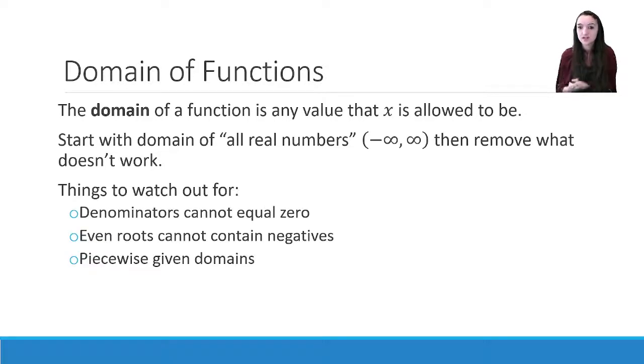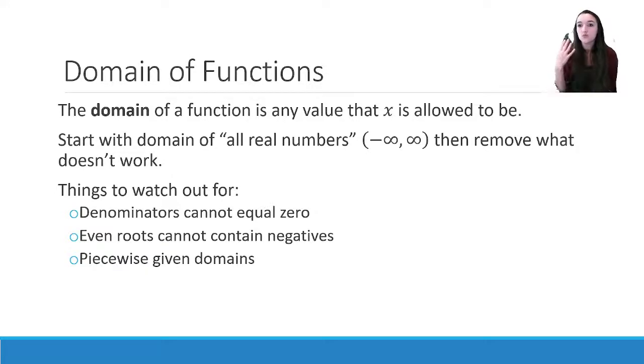So the things to watch out for, at least for us right now, there's only 3 things you have to be mindful of. Denominators cannot equal 0, even roots cannot contain negatives, and piecewise given domains. So denominators cannot equal 0. We should already know that. Dividing by 0 is not okay. Even roots cannot contain negatives. We can't take the square root of a negative number, but it's not just square roots, we cannot take the 4th root of a negative or the 6th root of a negative, etc. Any even root causes a restriction to our domain.